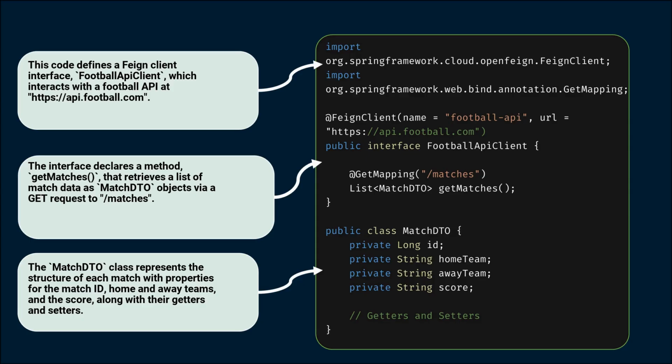Next, we're going to create the MatchDTO class. This class will consist of properties including ID, home team, away team, and score. It encapsulates the match information we wish to retrieve from the API. Each property has its corresponding getters and setters to facilitate data access and manipulation. With this setup, we are poised to interact with our football API and effectively retrieve match details in our Spring Boot application.